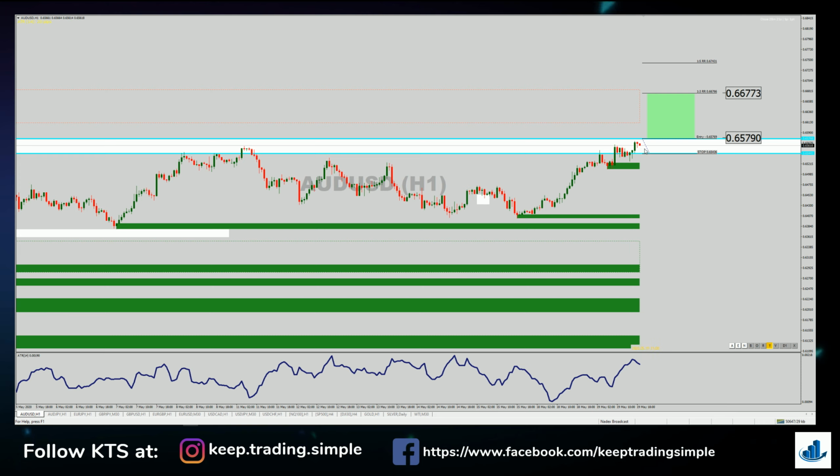Now, if price turns and those sellers do come in and they are stronger and it pushes to the downside, obviously, bets are off. No harm, no foul. We didn't get into the trade. That's trading. Okay, we do setups, and we use an if-this-then-that mentality. That's what I'm looking for in the Aussie.